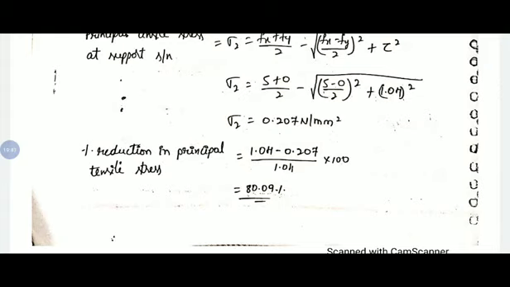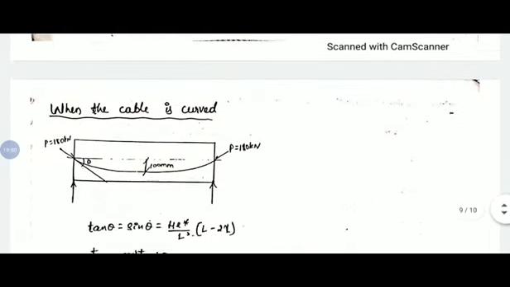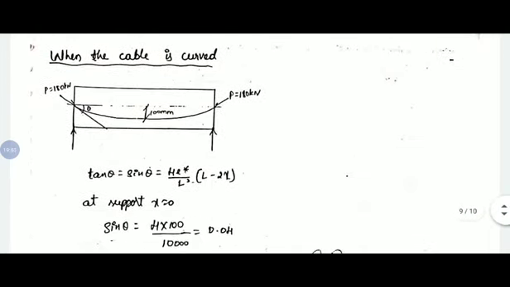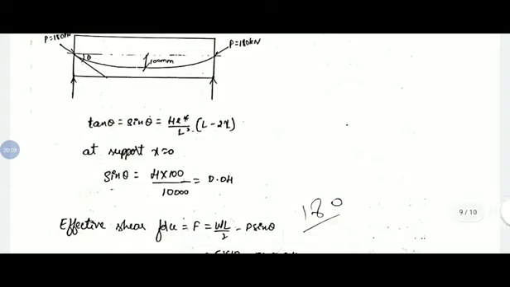Now again we will replace the axial pre-stressing by a parabolic profile with eccentricity of 100 at center and 0 at support. Since it is a parabola, we need to find the slope, 4e by L square into (L minus 2x). It is the first derivative of the parabolic equation, which we have directly considered here. So x will be 0 at support, and sin theta is 0.04.